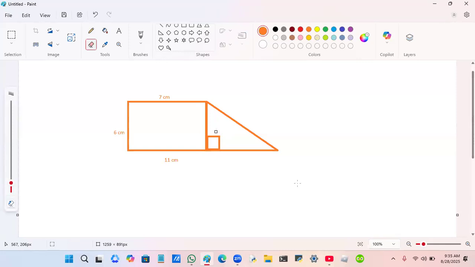So the formula for the area of a trapezium, this is number 42. The formula for the area of a trapezium is simply given by.